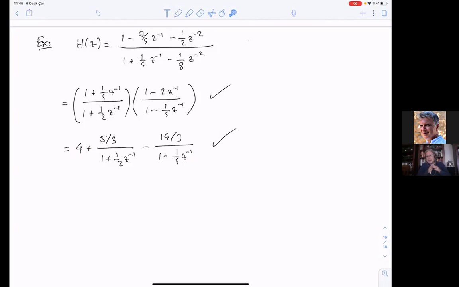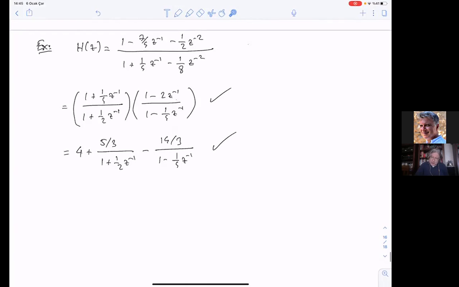So from the input, it splits into 3 parts and then gets combined at the output. The parts are, one of them is trivial. It's just a scale of 4. The other one is a first order system, and the third one is also another first order system. You just combine them at the output. Clearly, the interesting realization is the direct form realization. And I really want to show you that one at the right-hand side of this page.